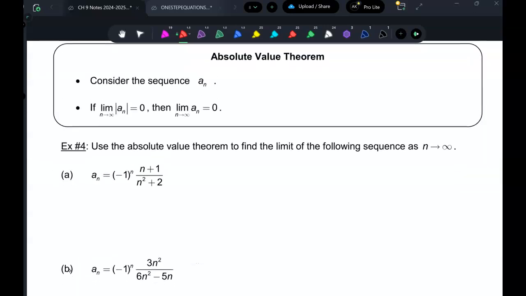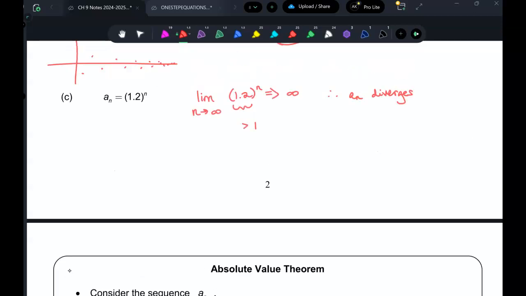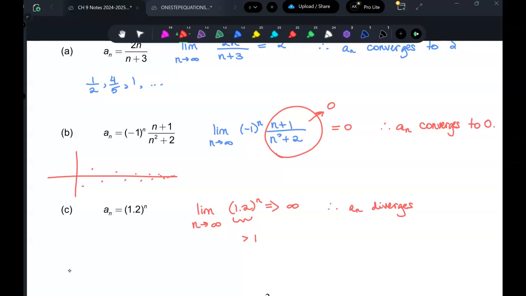Okay, now we'll go back and revisit that -1 to the nth term. If we just look at the absolute value of the nth term, and it goes to 0, then we know the nth term has to go to 0. So this part B is an example of that. As long as this goes to 0, then the whole thing is going to go to 0.